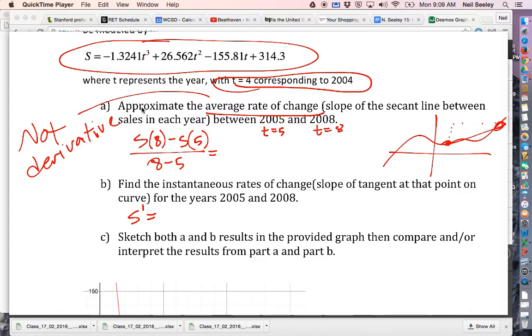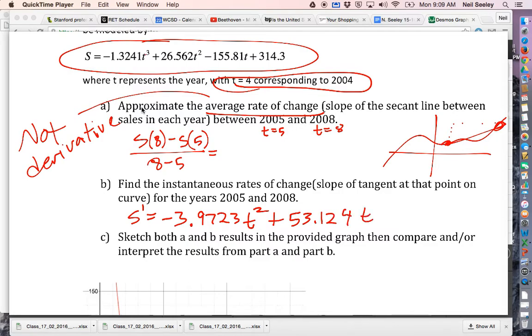And so if I do a quick little calculation here, get a calculator. I have a basic calculator handy, nothing graphing wise, and let's see what I got. Second quick clear. So we have 3 times 1.3241, you get this negative 3.9723, and that's t to the second. And then you have 26 times 0.562 times 2, and you get 53.124, and that's it. And you just want to make sure you get the right exponents, and you're good to go.